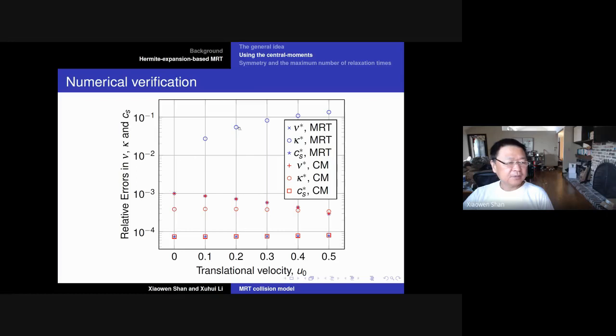Except the blue circles, these are the thermal diffusivity in the MRT model. Actually, if you plot this data in a linear plot, this is a straight line proportional to U0. You see this deviation has been fixed with the central moment models.